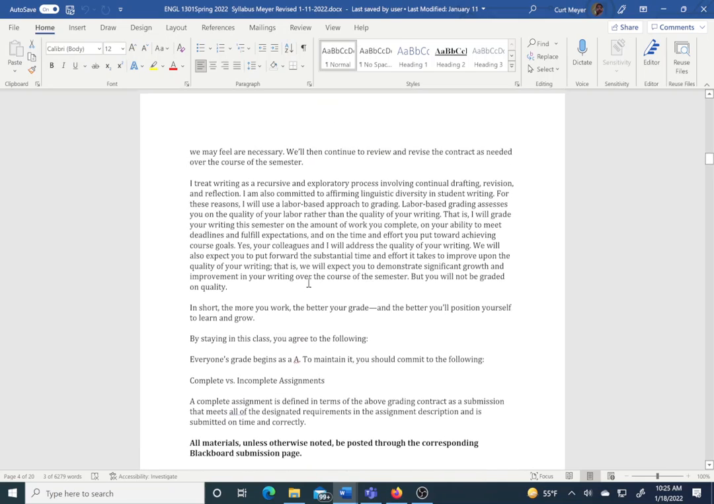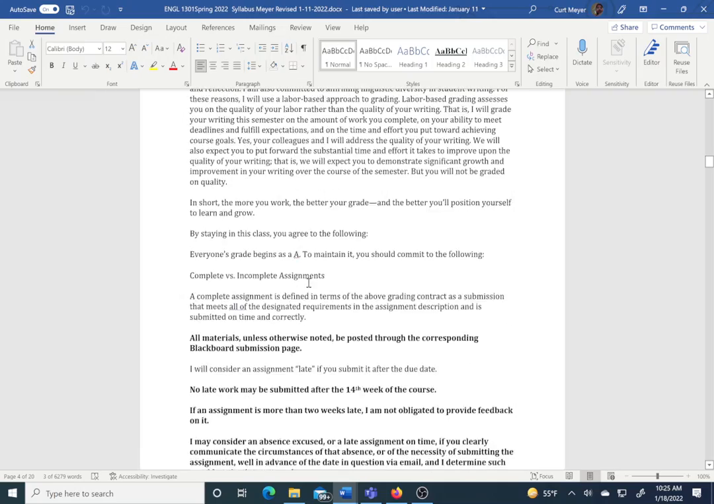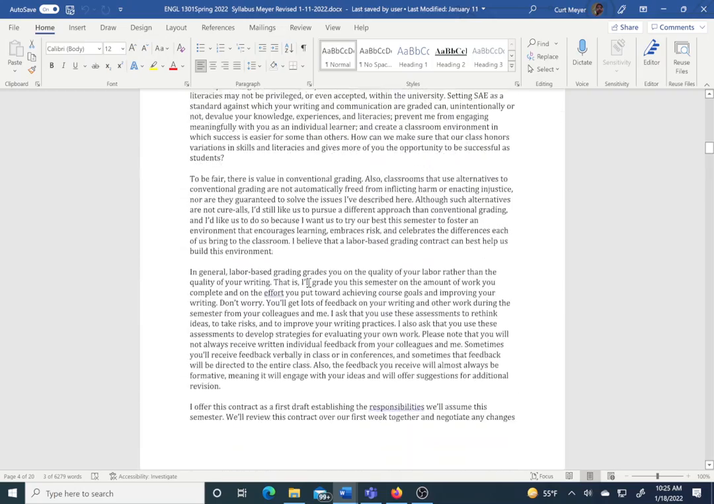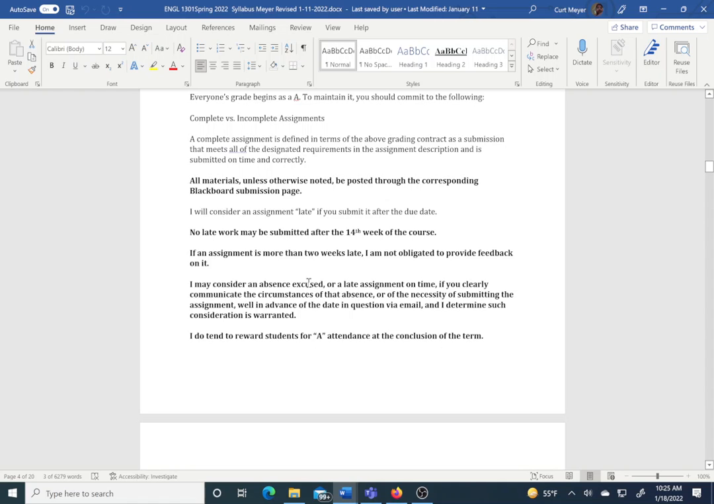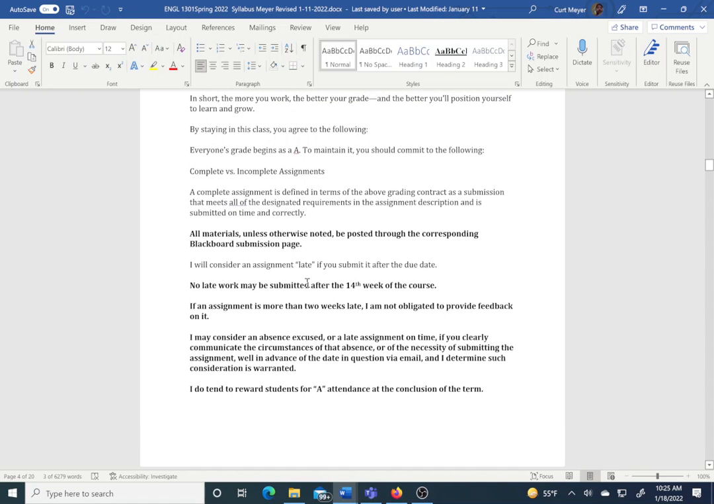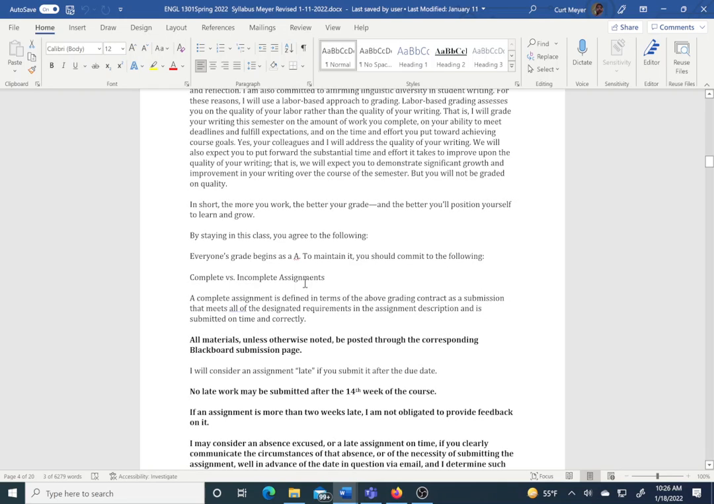The main thing I want to get across here is the idea of effort-based assessment or labor-based grading, okay? So there are some key concepts here that I want to get across. First of all, everyone begins the class with an A, right? You've heard that concept before, I'm sure. So the concept that you need to get across really is complete versus incomplete and late assignments.